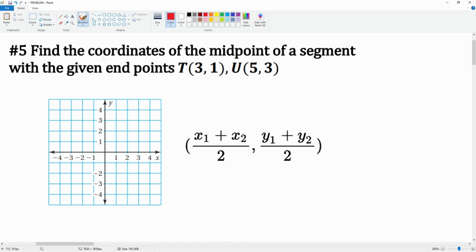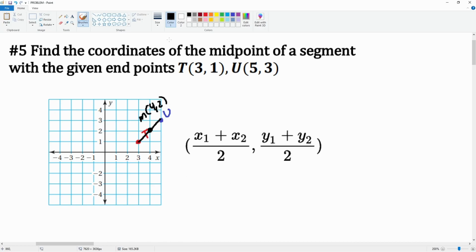So the first one is going to be T at (3, 1). This is T right here. And then you're going to have U, which is at (5, 3). (5, 3) is right here. Okay. So there is a midpoint between them. If we draw a line, it looks like this is that midpoint, and that looks like the value of (4, 2). Let's see if that is correct.